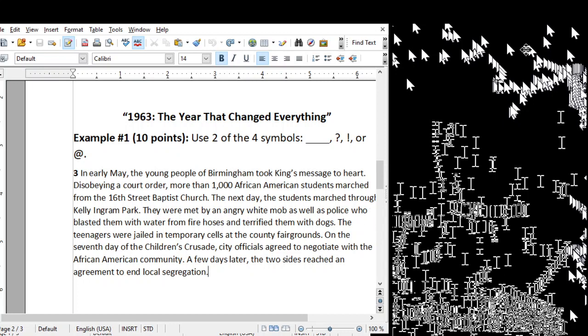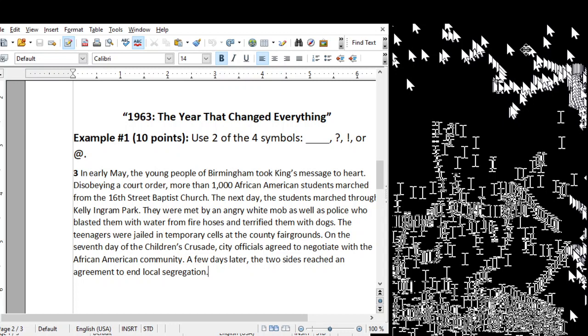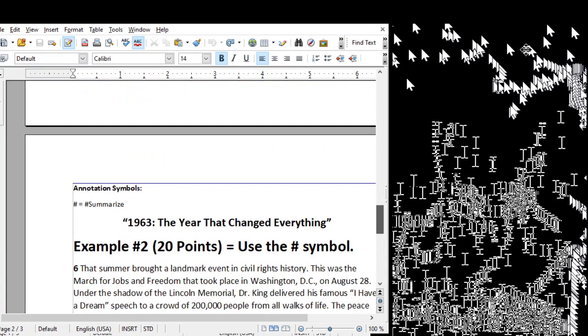And you are to use 2 of the 4 annotation marks. And you are to have a conversation with this text. It is not enough for you just to highlight it and put the symbol. I need you to tell me what your question is. If you're using the exclamation point, I need you to tell me how it relates to your life. If you're using the @ symbol, I need you to tell me why this detail is important. And if you underline a word, I expect to see the definition of it. And all of that can go underneath the paragraph. All right, example 2 is worth 20 points.